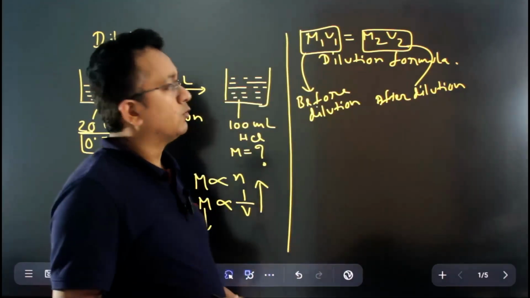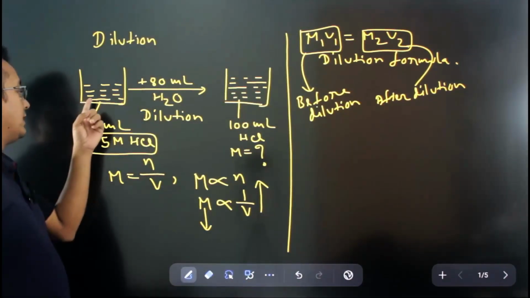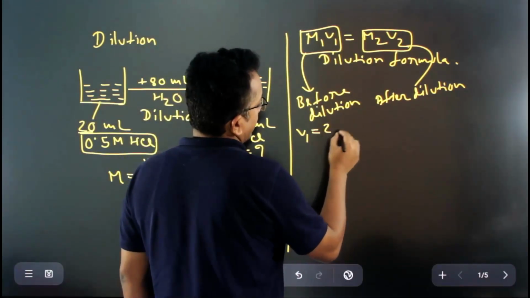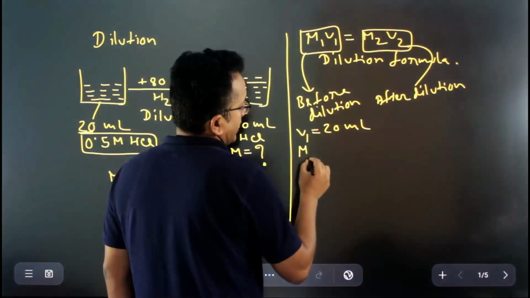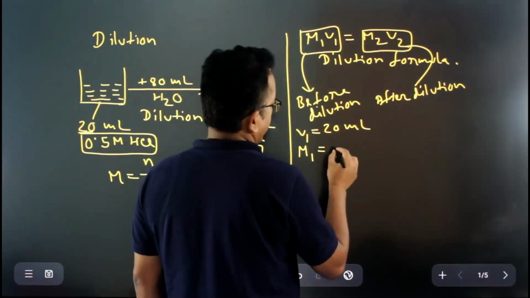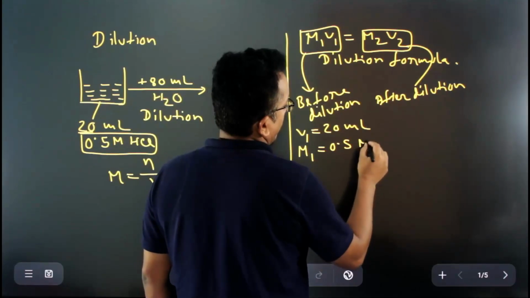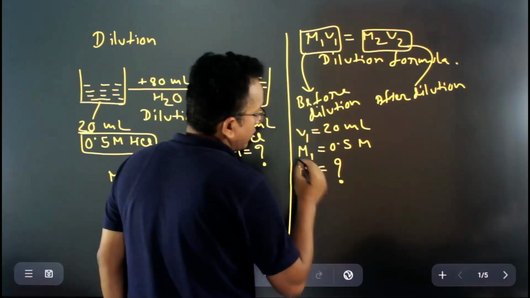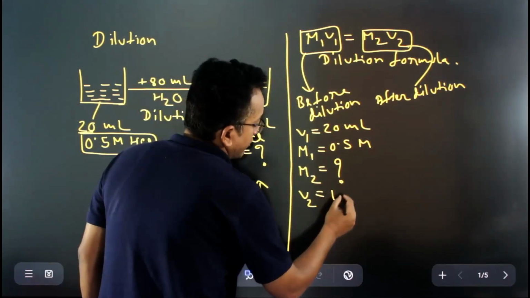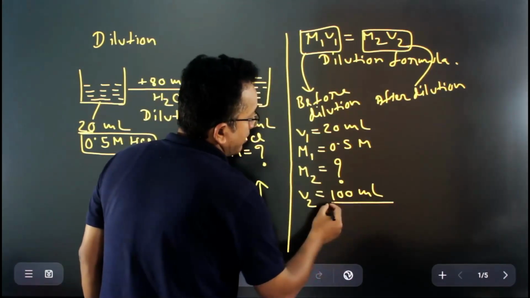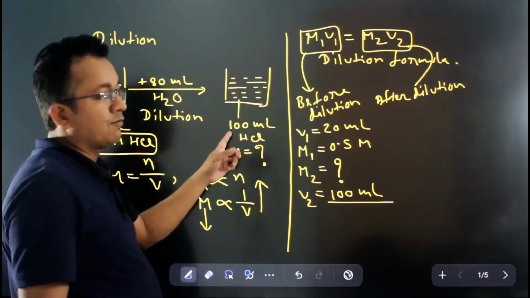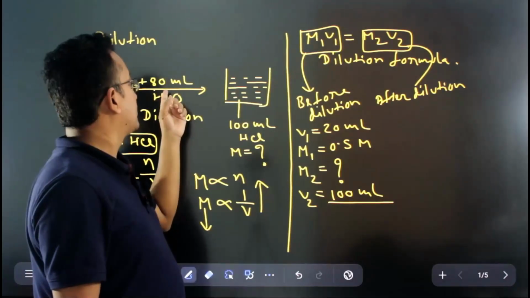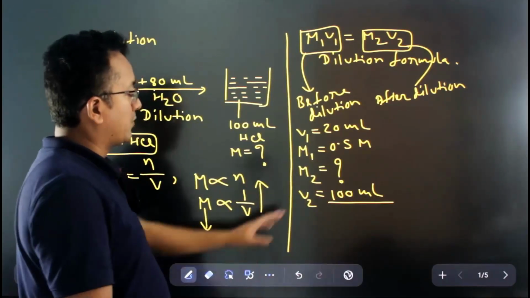Now let's check their values from this example. Initially we have 20 ml, so the initial volume V1 is 20 ml. The initial molarity M1 is given as 0.5 molar. After dilution, the final molarity of the solution is unknown, but the final volume of the solution is 100 ml. Remember, this volume is the final volume, not the amount of water added. Keep in mind that it is not how much water we added, but how much the final volume is. So we call it the final volume.